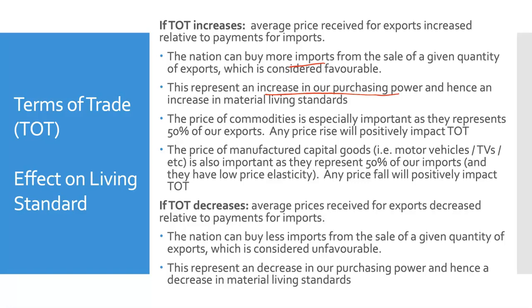Now, conversely, if terms of trade decreases, this means the average price we see for our exports decreases relative to the payment of imports. And this means we can buy fewer imports with the same quantity of exports, and we're going to have a decrease in our purchasing power. So a decrease in our purchasing power will decrease our material living standards. So it's quite a clear link between terms of trade and material living standards.